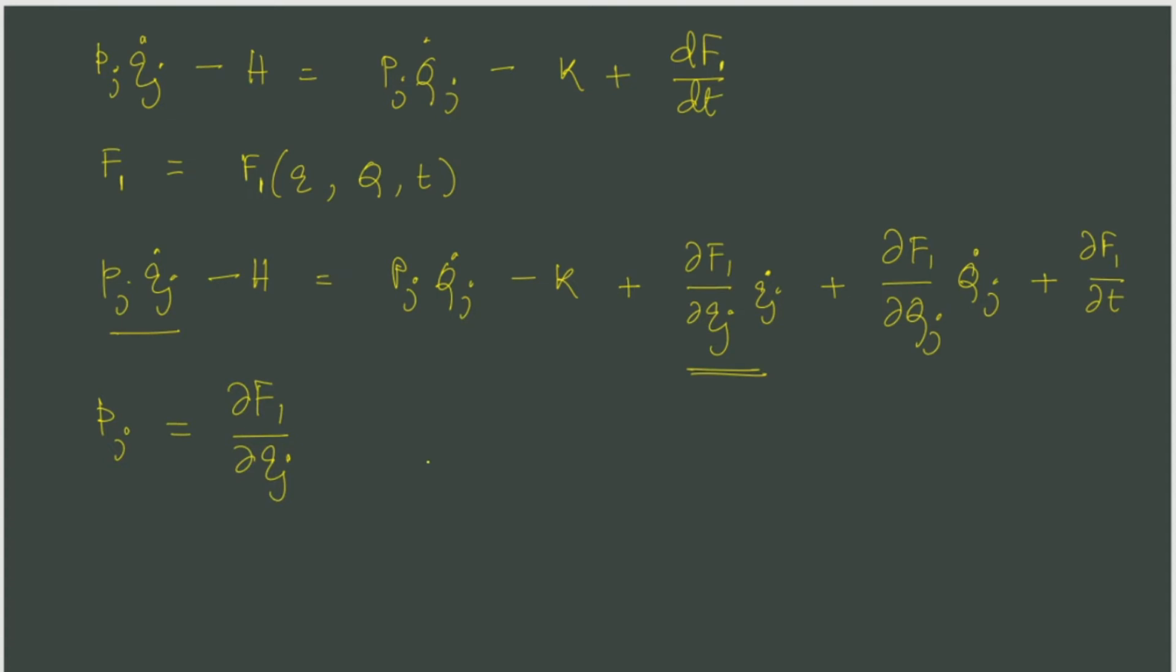Why are we doing this? I'll just repeat once more that we are demanding that the small qj's and capital Qj's are separately independent. As far as this function goes, it's like a function of x and y and something else, let's say t. Now x and y can be separately, independently varied. If that is the case, then the coefficient of x dot and the coefficient of y dot must match on both sides of the equation.